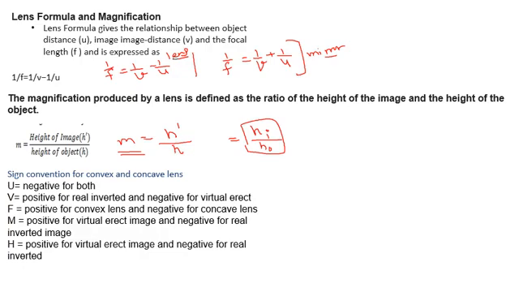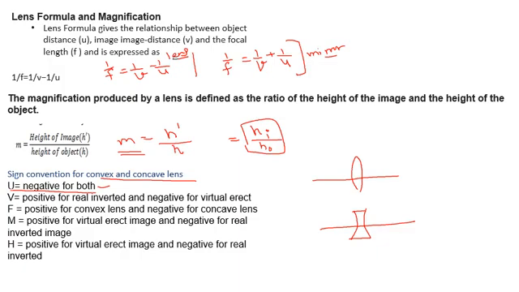Now regarding the sign convention of the convex and concave lens. In case of convex lens, the object is always in front, and even in case of concave lens, the object is always at front, on the same side of the lens. We don't have to say front or back. Object is always on the same side of the lens. So my u is always negative in both the cases. V is positive for real inverted and negative for virtual erect, right?